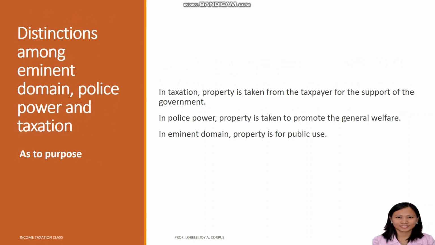Next is the difference as to purpose. In taxation, the property is taken from the taxpayer for the support of the government, while in police power, property is taken to promote the general welfare, and in eminent domain, the property is used for public use. Remember that in eminent domain, the government has the power to take your property for the purpose of building roads.